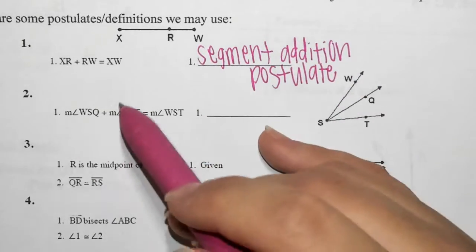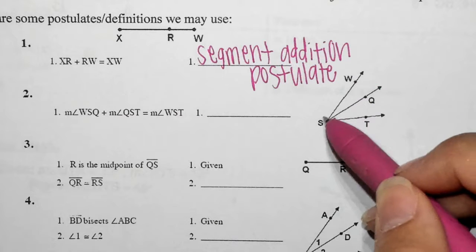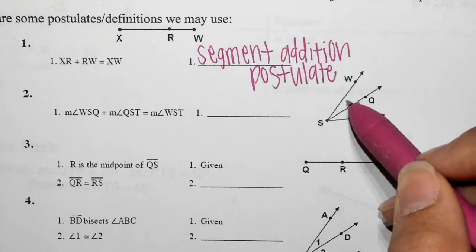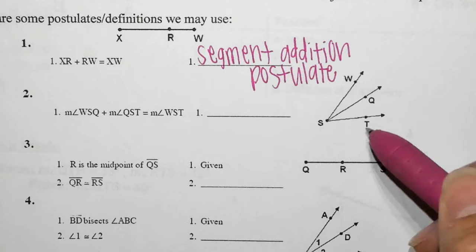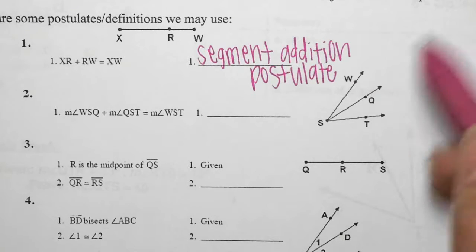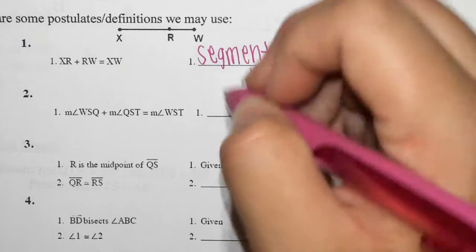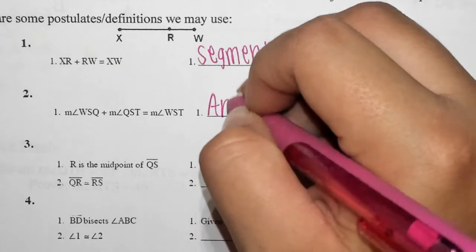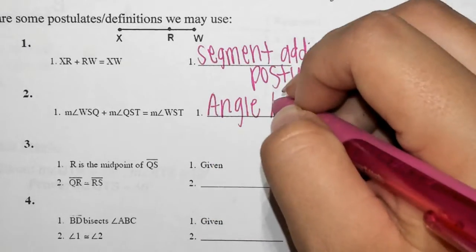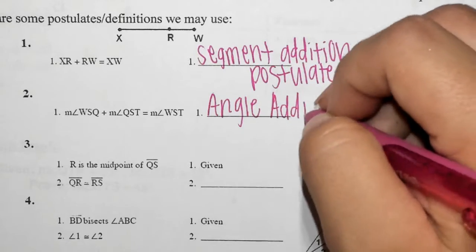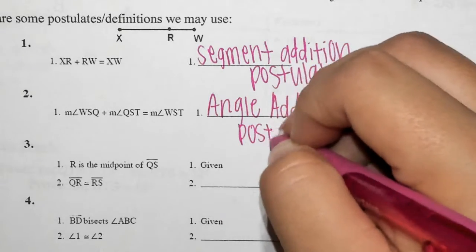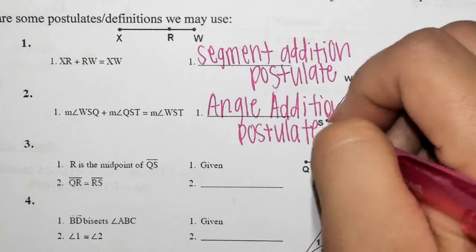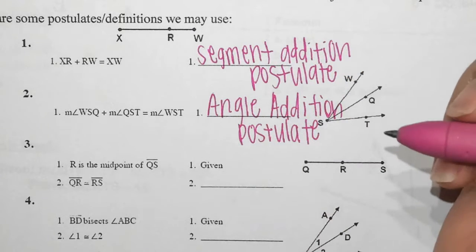Well, the second thing you need to remember is that this little one plus this little one equals the whole thing. And that concept is not new, but the wording is new. You actually have angle addition postulate as well. Angle addition postulate.